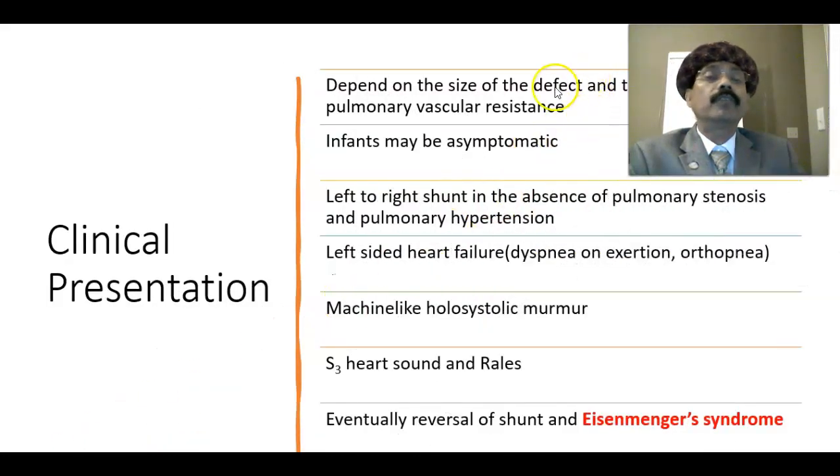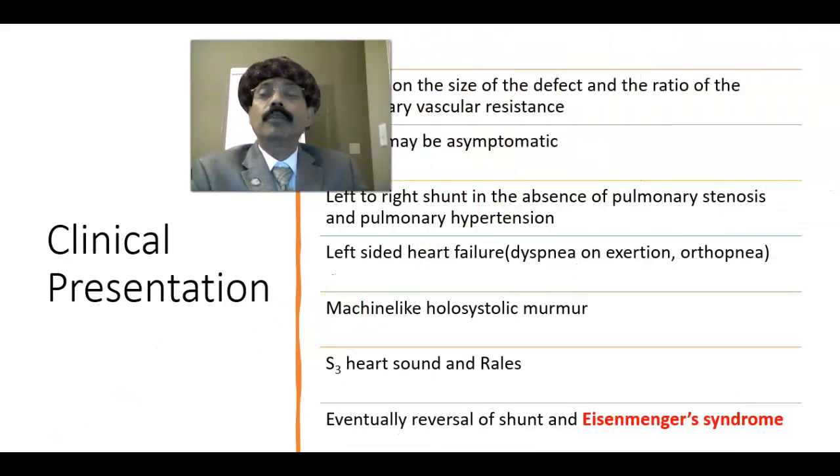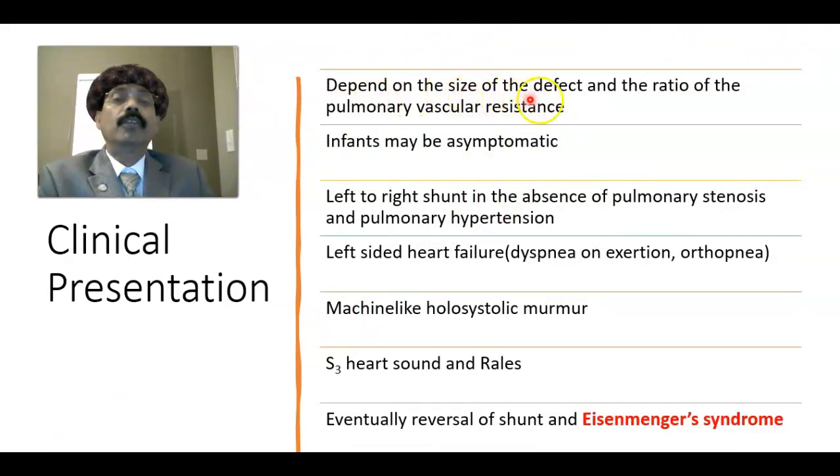Okay, so what is the clinical presentation? Clinical presentation depends on the size of the defect and the ratio of pulmonary vascular resistance. In infants, it may be asymptomatic. Infant means the neonates. Why? Because the infant has more vascular resistance in the pulmonary circulation. That's why there is no shunting and there is no murmur in newborn children, although they may have some type of ventricular septal defect.